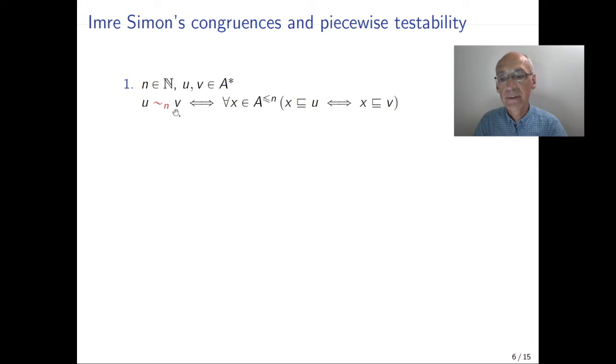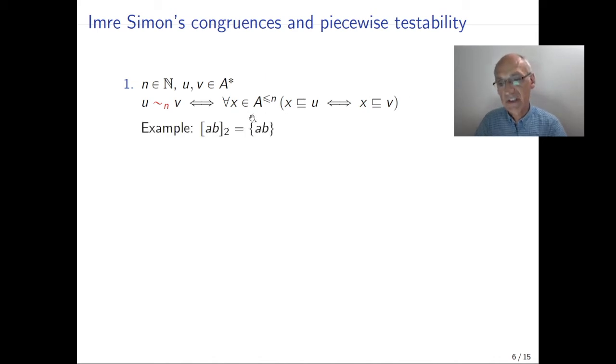Then the words u and v are equivalent at level n if u and v have the same subwords of length at most n. So for any word x of length at most n, we have x as a subword of u if and only if it's a subword of the other word. So u and v have the same subwords of length at most n.